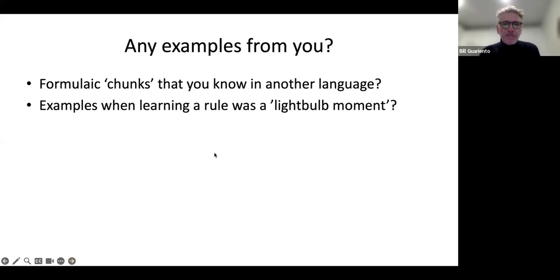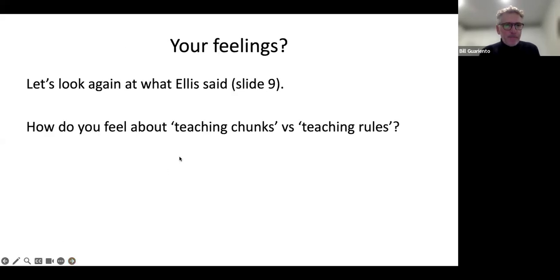Okay, so let's move on then. So, well, the final, before we finish the lesson, what is interesting about Ellis is that he talks about teaching chunks, formulaic chunks, and he talks about teaching rules, and he says both are important, and I agree, and Nazmi agrees. But what are your feelings?